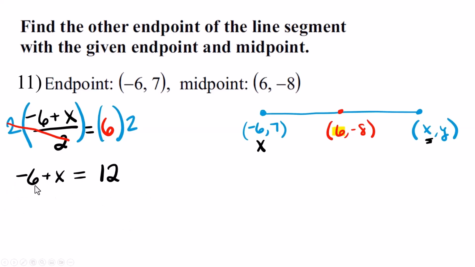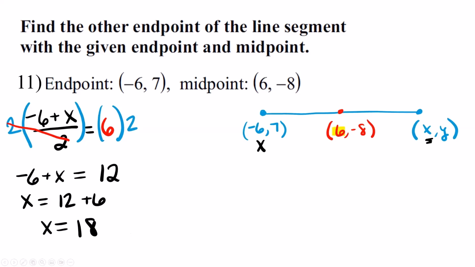Now, add 6 to both sides. This is a negative 6, so you want to clear that out. You're going to have to add 6 to both sides. So we end up with x equals 12 plus 6. I added 6 to both sides. This canceled. The 6 is there. We end up with x equals 18. So that's half of our answer.